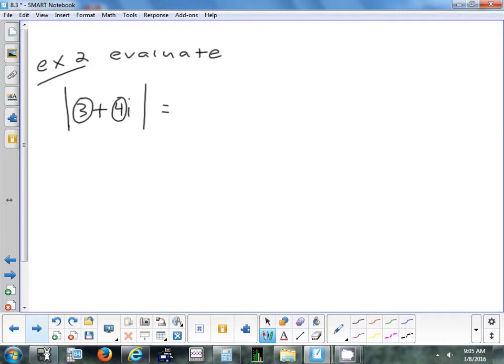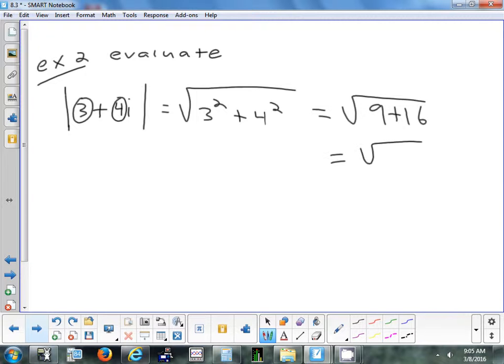So can anybody tell me what my equation would be? And then we'll simplify it. Eric? 3 squared plus 4 squared. Yep, 3 squared plus 4 squared, take the square root. That's going to be 9 plus 16, which gives me the square root of 25, or 5. Right, so in that case, we got a nice answer because I picked 2 numbers for the legs that worked out nice. It's a 3, 4, 5 right triangle.